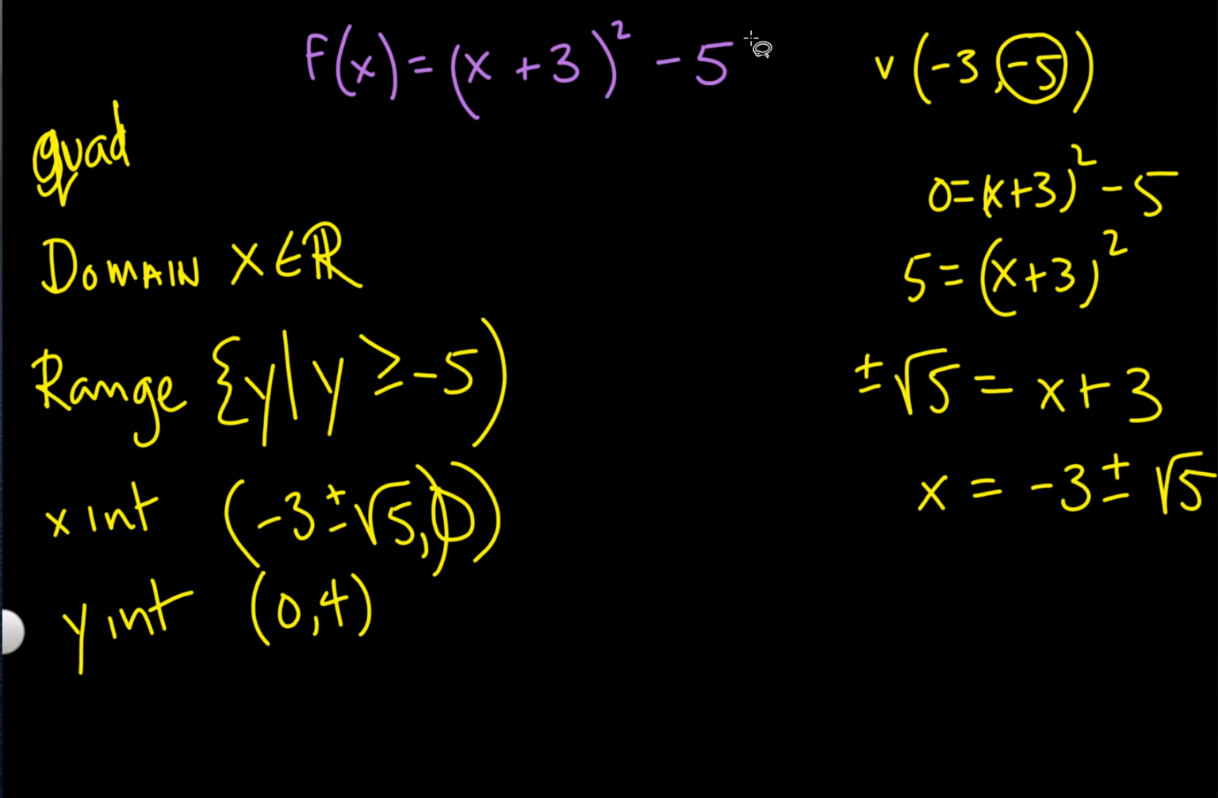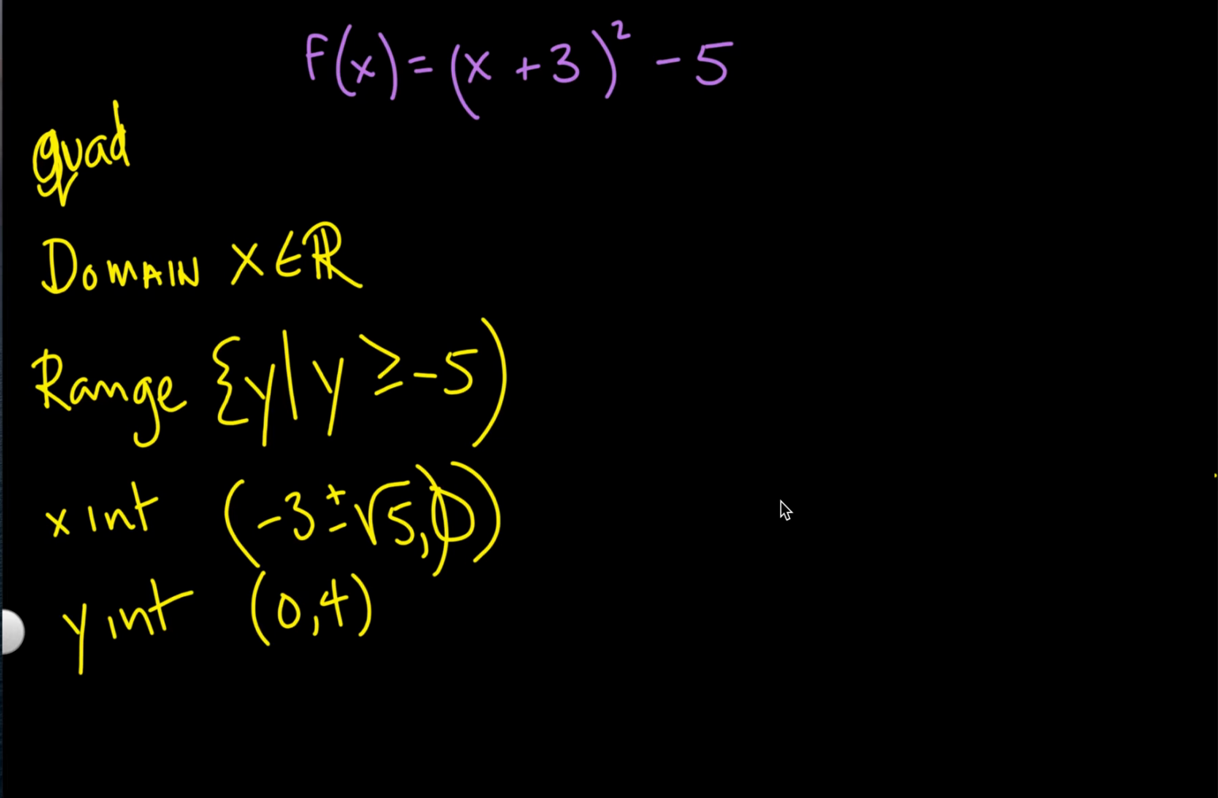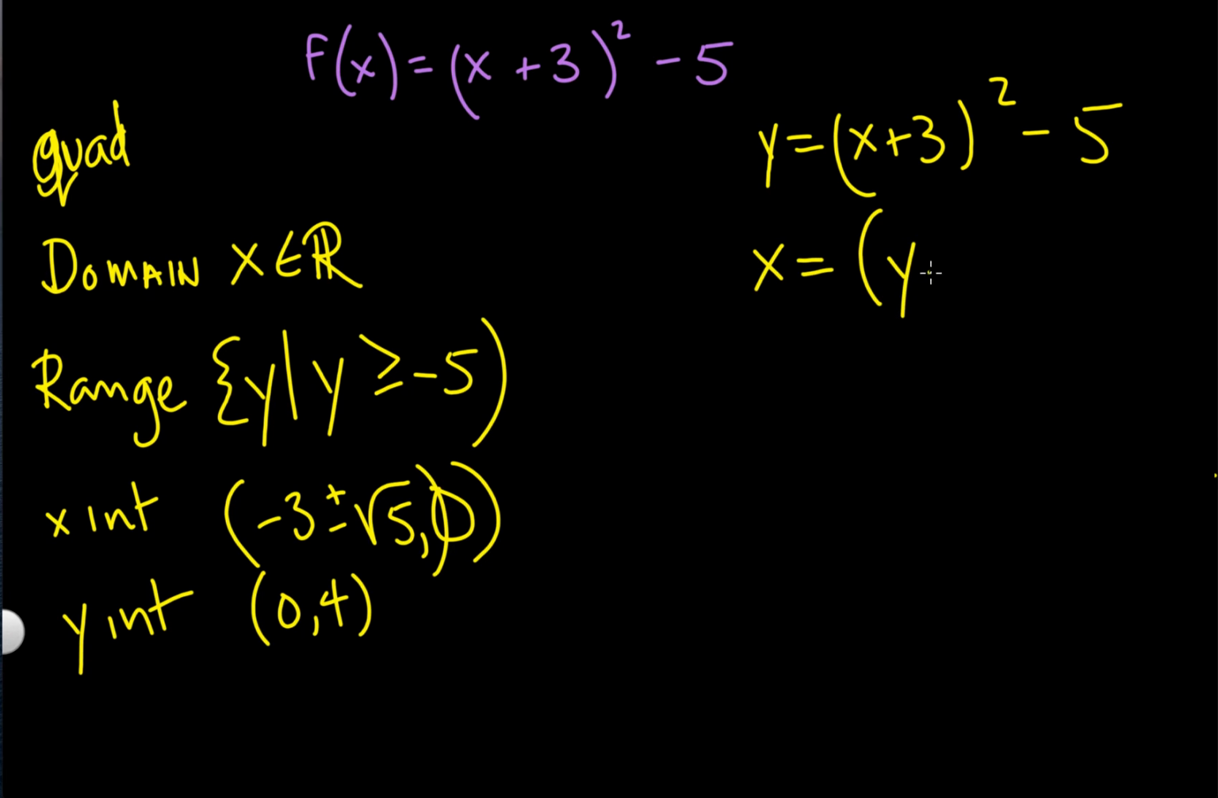So when we find the inverse, what we're going to do is switch the x and the y and solve for y. So y equals x plus 3 quantity squared minus 5. I switch, x is now equal to quantity of y plus 3 squared minus 5. Now this makes us uncomfortable. We're used to seeing y equal something. So what we're going to do is we're going to solve for the y. We get the y by itself.